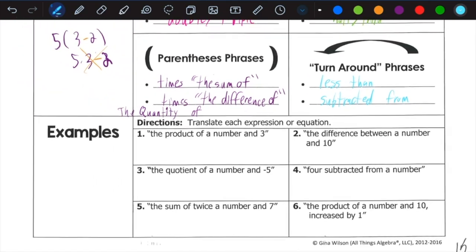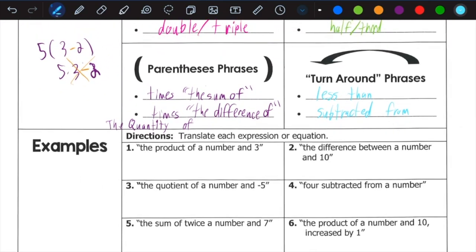So now let's go into some examples. We're going to translate each of these expressions or equations, and we're only translating. We're not going to solve, we're not going to simplify or anything like that. We're going to put it into numbers and call it good.